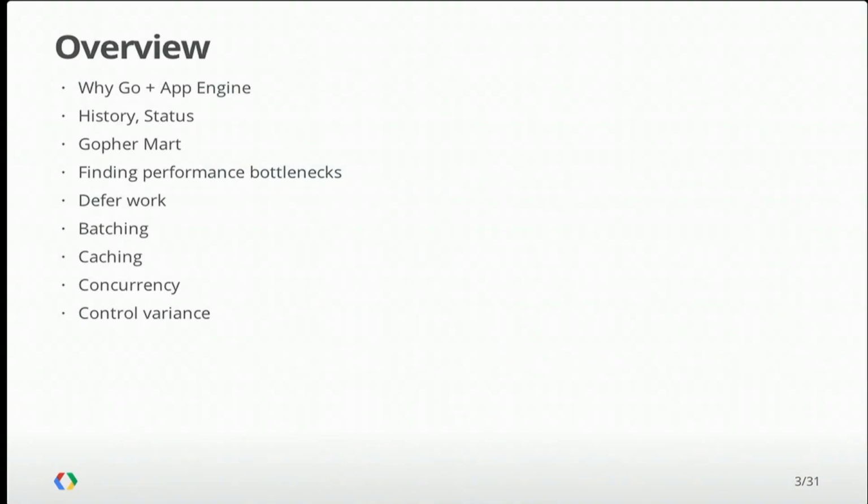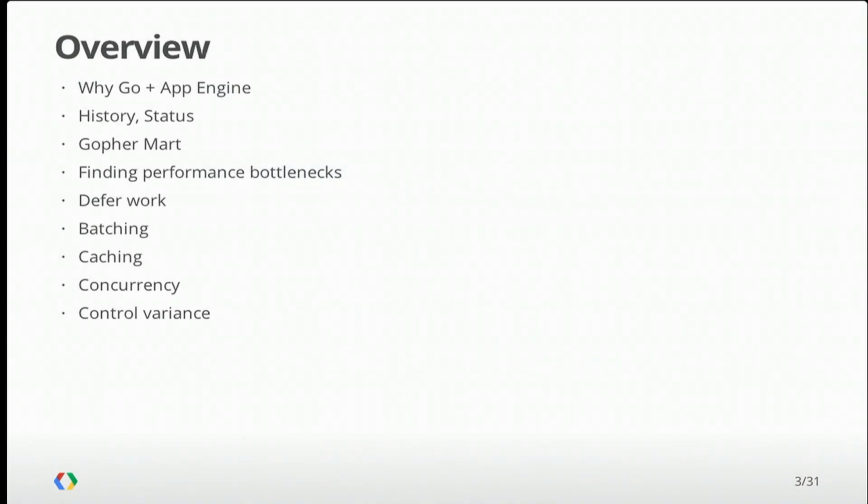This is High Performance Apps with Go on App Engine. Thank you very much for coming. My name is David Symonds. I am an engineer on the Go team at Google, and I lead the technical development for the Go Runtime for App Engine. And as you might tell from my accent, I'm not from around here, I'm from the Sydney office. So here's what we're going to cover today.